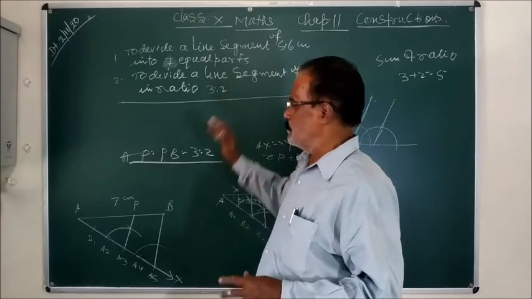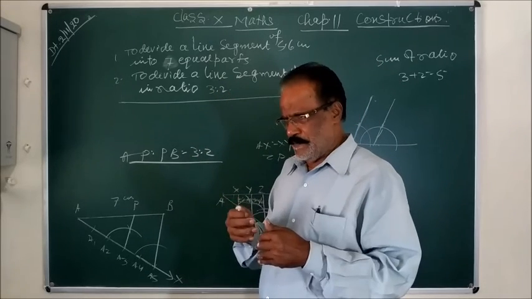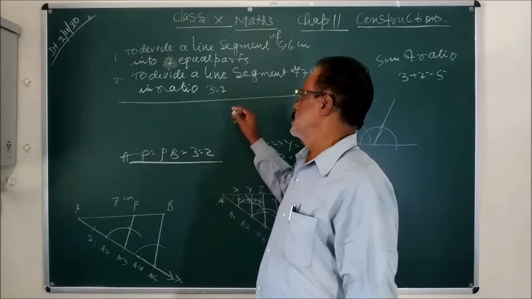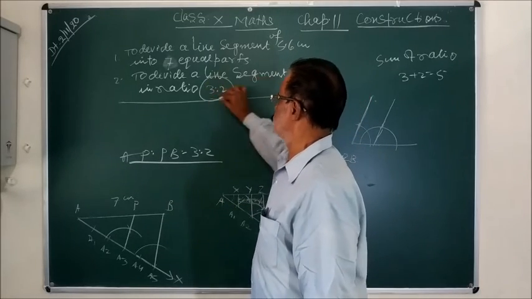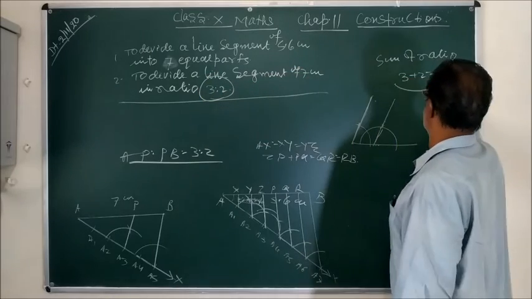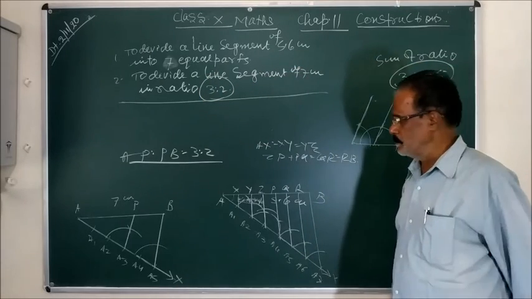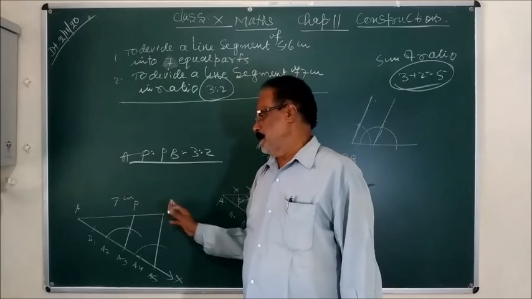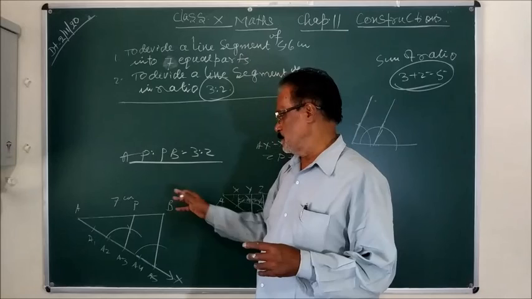And now if you have to divide a line segment in some given ratio, the only point you have to remember, find the sum of the ratio. Sum of the ratio is 5. So same process. AB, we draw a line segment of 7 cm.